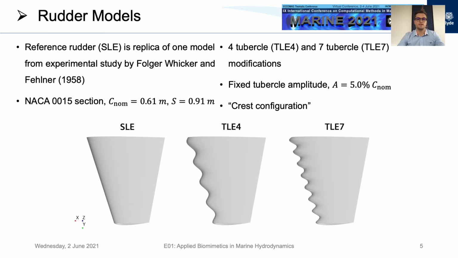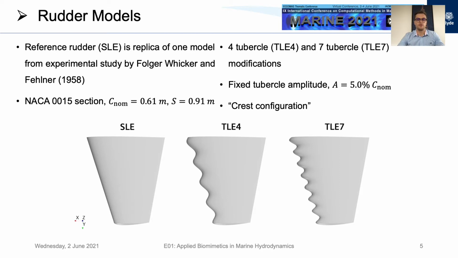I first had to select a reference rudder model, for which I chose one of the marine rudders that were analyzed by Folgowecker and Fellner in the David Taylor model basin. The reference rudder will be referred to as SLE for straight leading edge. It has a NACA 0015 section and a low aspect ratio of 1.5. It is also swept and tip tapered.